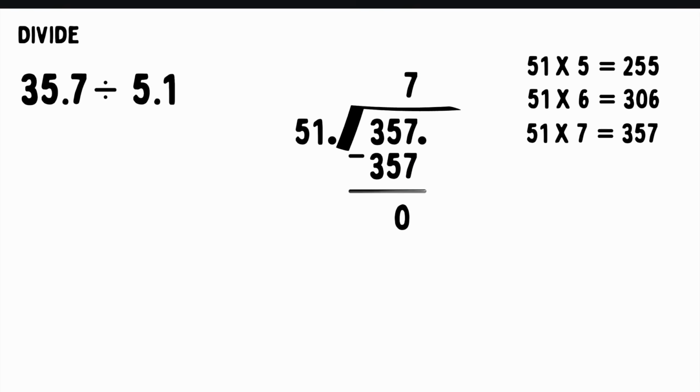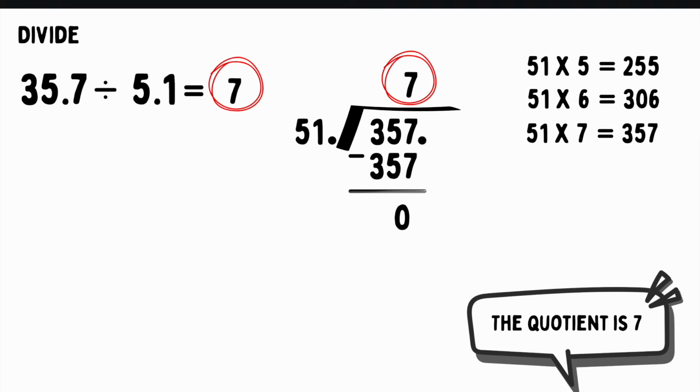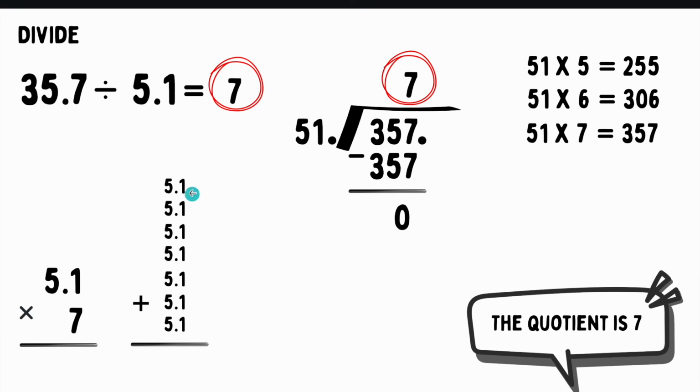Let's subtract. We have a remainder of 0. The quotient is 7. Let's check. 5.1 7 times should be 35.7. We have 5.1 7 times. We know that if we add this, we will have 5, 10, 15, 20, 25, 30, 35.7. That means that 5.1 7 times is 35.7. The quotient is 7.